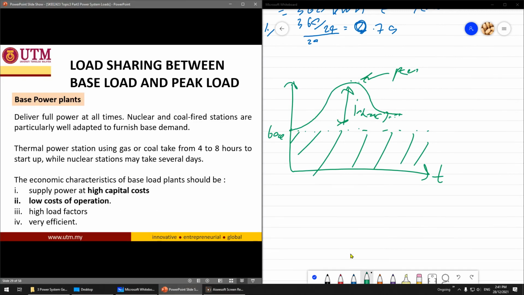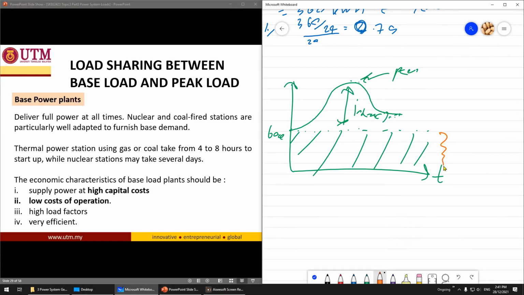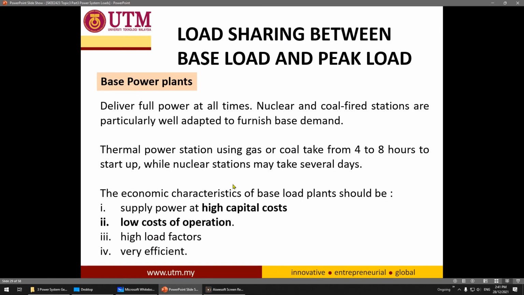So this one is basically coal or nuclear. A thermal power station using gas or coal takes 4 to 8 hours to start up, while a nuclear station takes several days. This is what I'm saying. This type of power station takes time to turn on and cannot easily change. That's why this one becomes the base power plant.